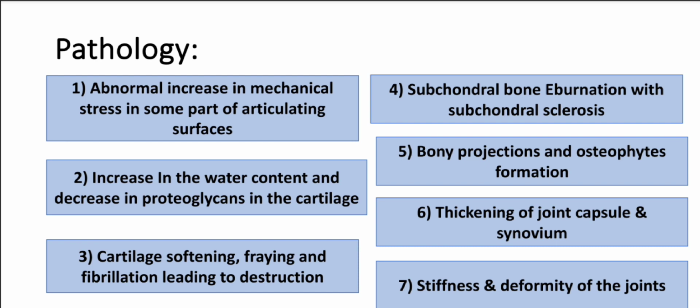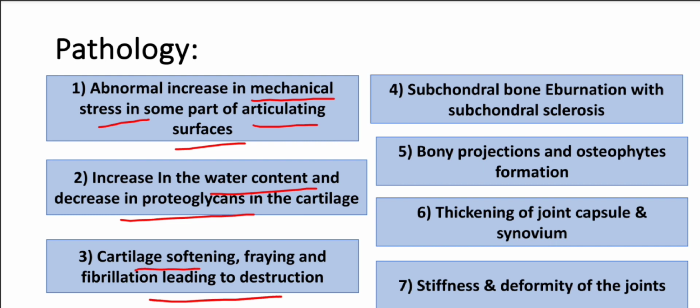What is the pathology of osteoarthritis? There is abnormal increase in the mechanical stress in some part of the articulating surfaces. So in the articulating surfaces, there will be uneven distribution of the load and the stress. There is increase in the water content and decrease in the proteoglycan in the cartilage, and the cartilage will become soft, with fraying and fibrillation which will lead to destruction.